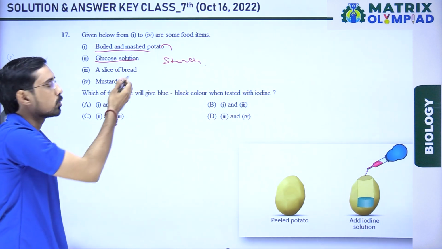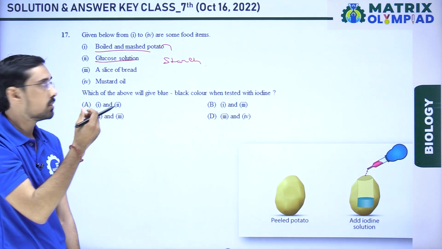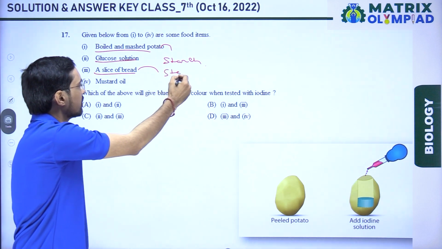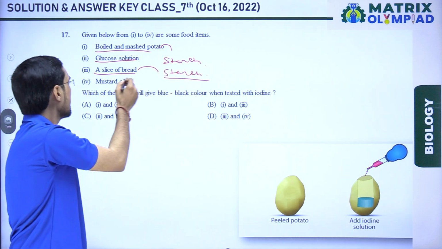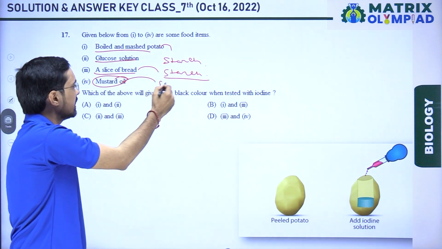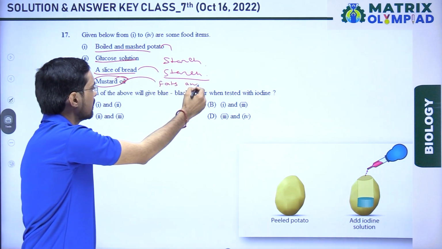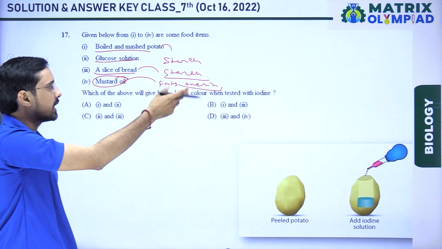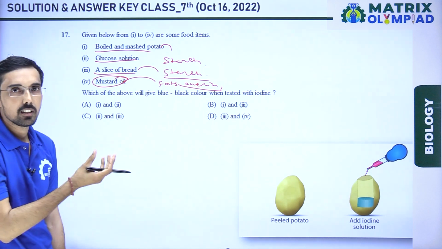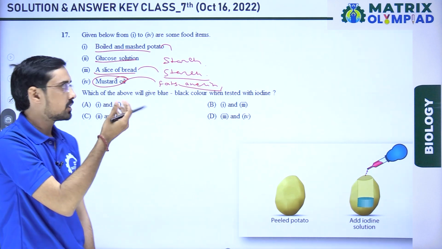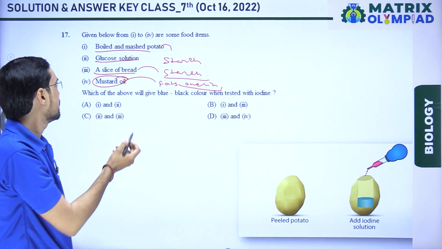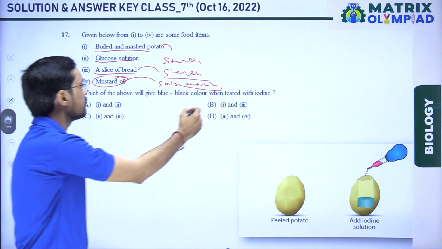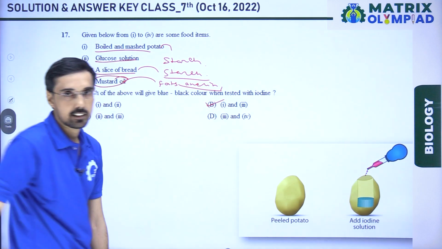Second is glucose. Glucose we get as the final product of food. Next is a slice of bread. Bread also contains starch. And mustard oil. Oil only contains fats and lipids. Which one of the following will give the blue-black color in the iodine test? As we all know, the iodine test is for starch. And the most appropriate option will be the first as well as the third option. As given in the B column, first and third are correct.